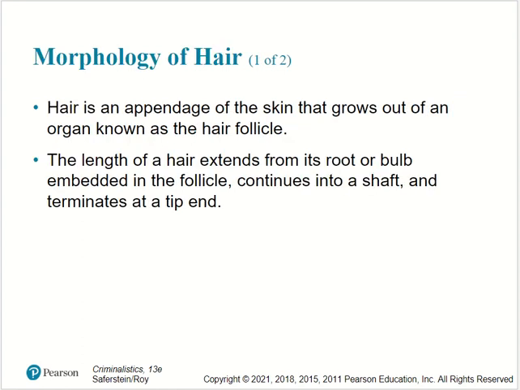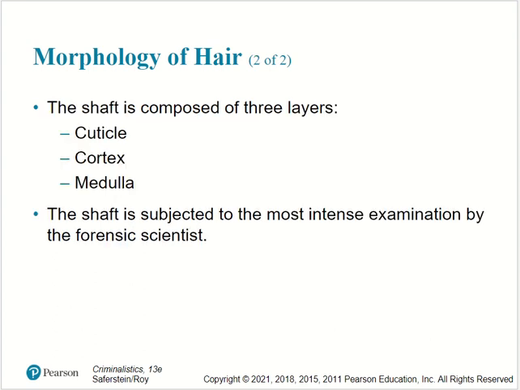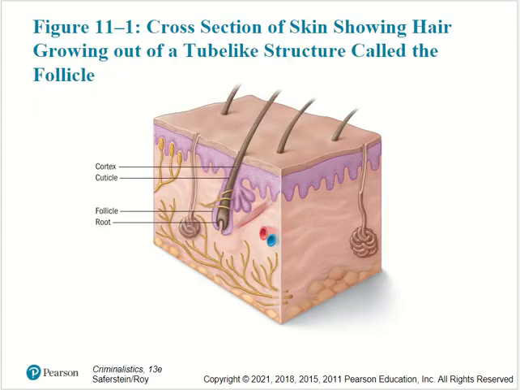Morphology of hair. Hair is an appendage of the skin that grows out of an organ known as the hair follicle. The length of a hair extends from its root or bulb embedded in the follicle, continues into a shaft, and terminates at a tip end. The shaft is composed of three layers: cuticle, cortex, and medulla. The shaft is subjected to the most intense examination by the forensic scientist. Here you have a cross-section of hair growing out of a tube-like structure called the follicle, embedded in skin.